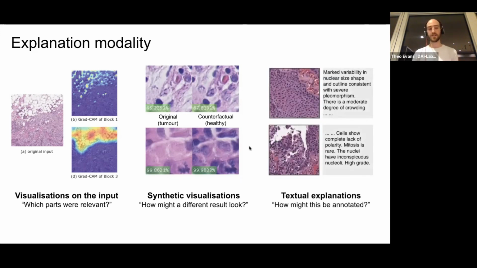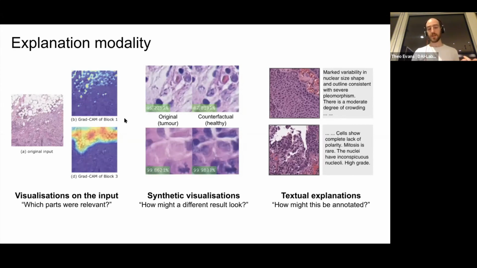And a third class of explanation modality is these kind of fictitious pathologist annotations. These are fairly experimental in terms of their implementation. This is essentially using something like a transformer network, something like GPT-3, to try and fill in the next word in a textual explanation, given some feature recognition from the image data.